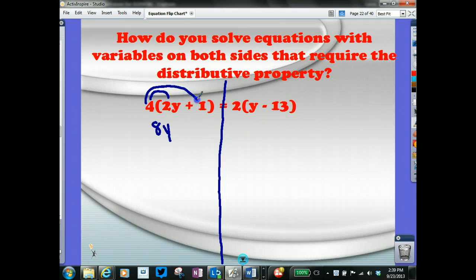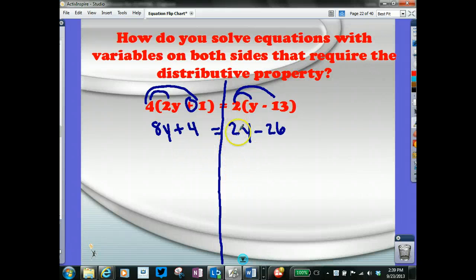4 times a positive 1 would be plus 4, which equals, again, same thing, 2 times y, 2y, and then on this side, 2 times a negative 13. So again, I have to pay attention to the negative, and that's going to give me a negative 26. Positive 2 times a negative 13 gives me a negative 26. And now I'm back down to having a multi-step equation with variables on both sides.